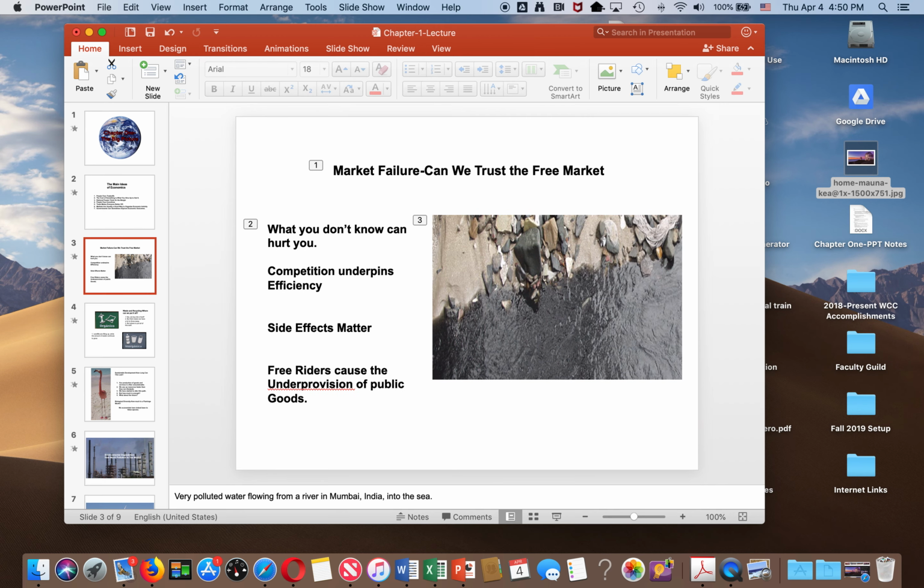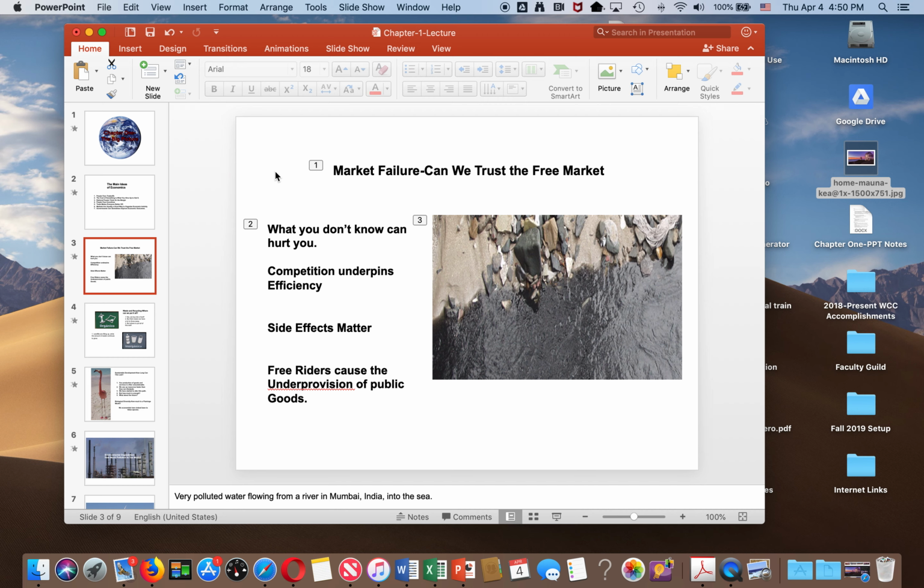Now, main idea seven leads us to this slide right here, and this is slide 3, and the title of this slide says, "Can we trust the free market?" Well, we can trust it up to a point, but there are some caveats. What you don't know can hurt you. This is the idea of the importance of full information. If there's not full information, then you can be hurt by a given transaction.